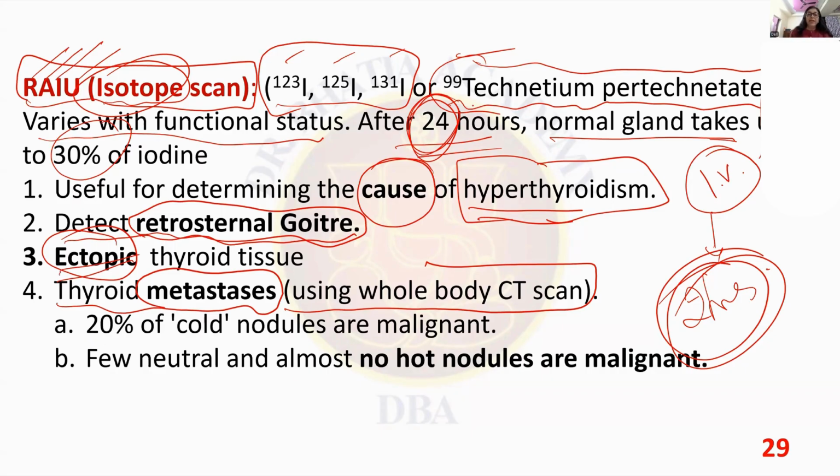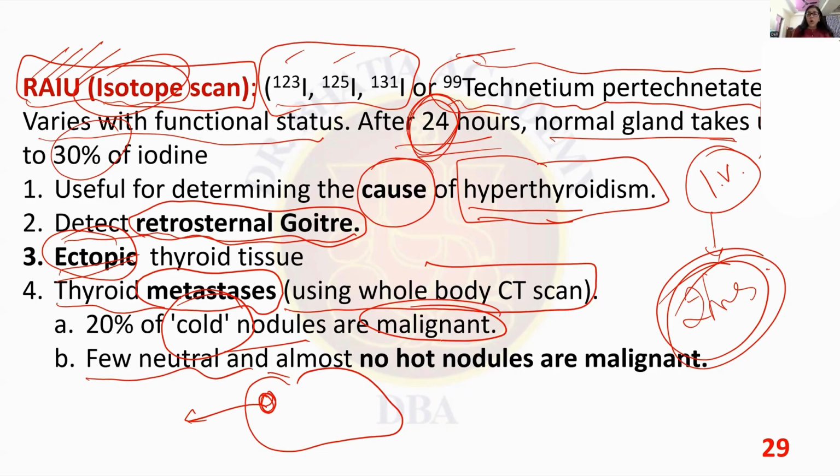If you find that on doing this, sometimes the gland has an area where the dye is not taken up. When the dye is not taken up, we call it a cold nodule. And most of the cold nodules are malignant. Now, few of the neutral and no hot nodule will ever be malignant.